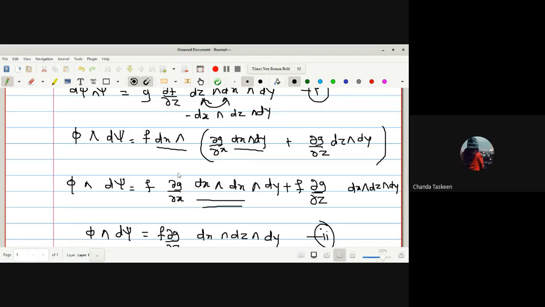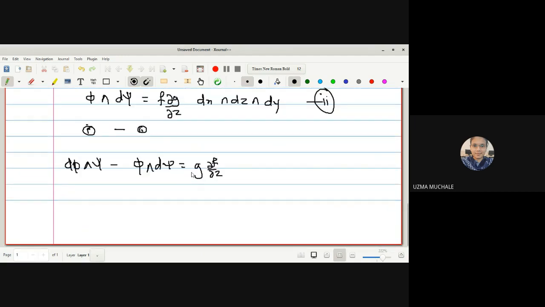Why are we doing this? So that we can take a common dx wedge dz wedge dy. So from equation 1 and 2, I will take a negative sign on this one, plus what I have in the second equation. Sorry, this is with a negative sign, so this is minus, since it is equation 1 minus 2. So this is your equation 2, equation 2 with a negative sign, right?